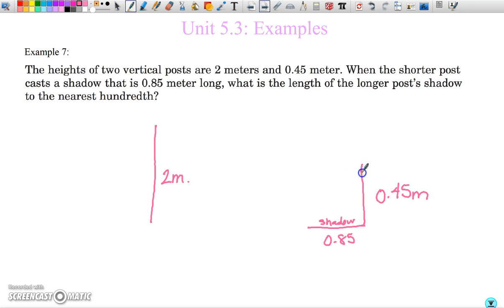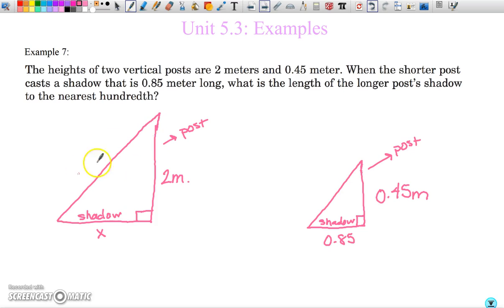And now think about it. When a post is put in the ground, it's going to be straight up and down, right? It's going to make a right angle. And so I could potentially close this up. Now we have a right triangle here. Okay, now this post, we don't know how long its shadow is. Let me try that again. Better. All right, so shadow would be down here. And it is what? X. We don't know. But what we do know is when people put posts in the ground, they put them in at 90-degree angles. So we could close it up from there.